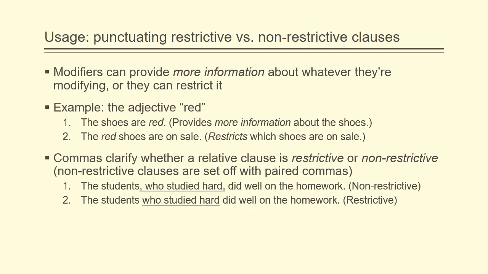By contrast, the sentence "The students who studied hard did well on the homework" implies that there are some students who did not study hard and, therefore, maybe they did not do so well on the homework. So this is an instance where we have a restrictive clause. It's only the students who studied hard that I'm talking about, and in that instance we're not going to use commas to set that off.